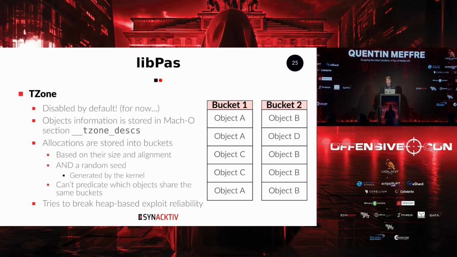After this operation, when the allocator has to allocate memory for an object, it will use the information stored in the buckets to allocate the object into a dedicated heap. And of course, two objects stored in different buckets will never be allocated into the same heap. The content of the buckets is different for each WebKit process, and it is also different each time a WebKit process starts because of the random seed generated by the kernel. With this new security protection, the developers try to break heap-based exploit reliability.